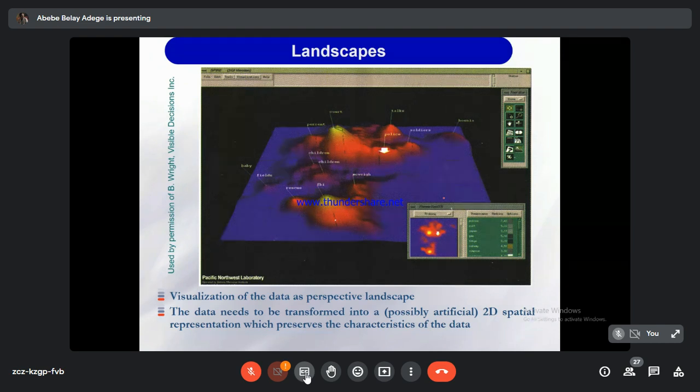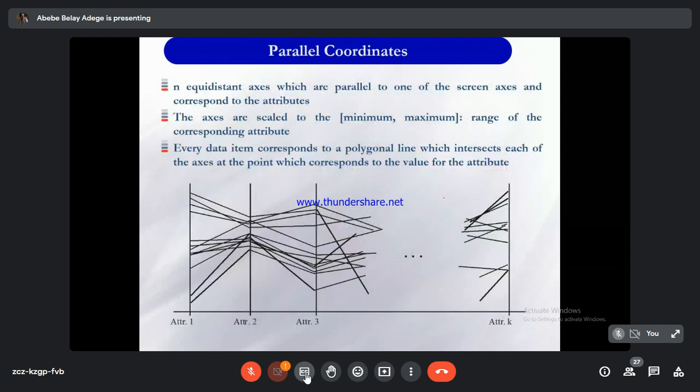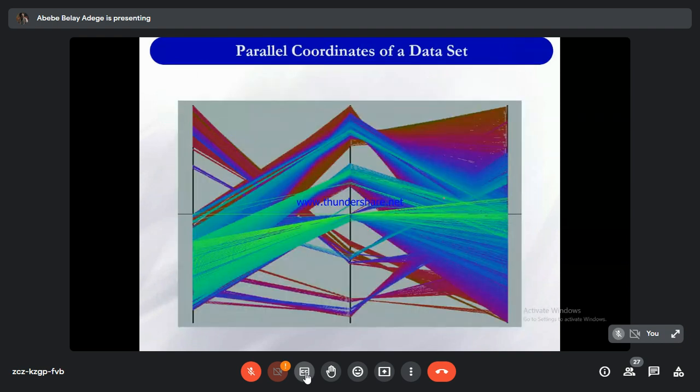Landscapes, the land natures from the satellite image can be visualized in such a manner. This is about the coordinates, XY coordinates, it's about the parallel coordinates, and so much.